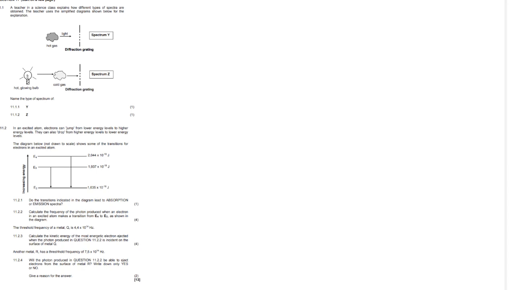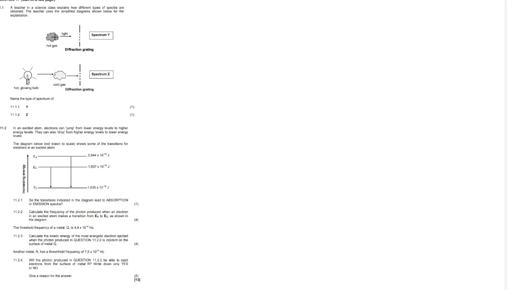But for now, let us work on this question 11 from 2017. So this question starts off with a diffraction grating, and this is going to be spectrum and spectrum. This is light absorption and light emission spectra. 11.1: A teacher in a science class explains how different types of spectra are obtained. The teacher uses the simplified diagrams below for the explanation.